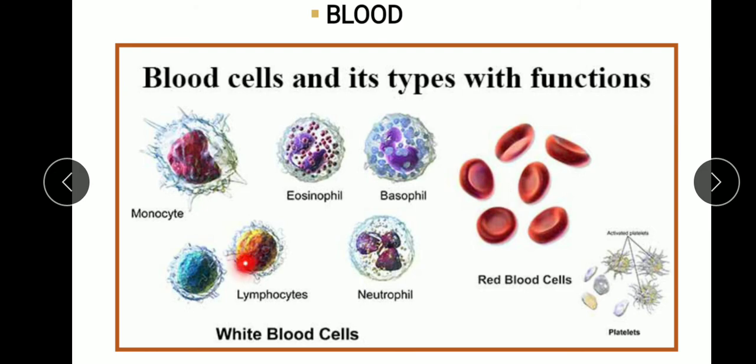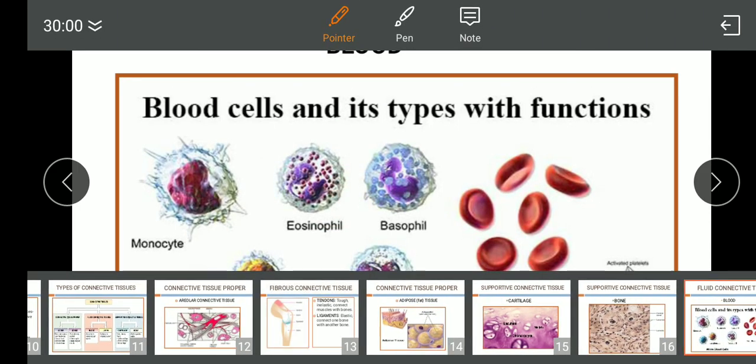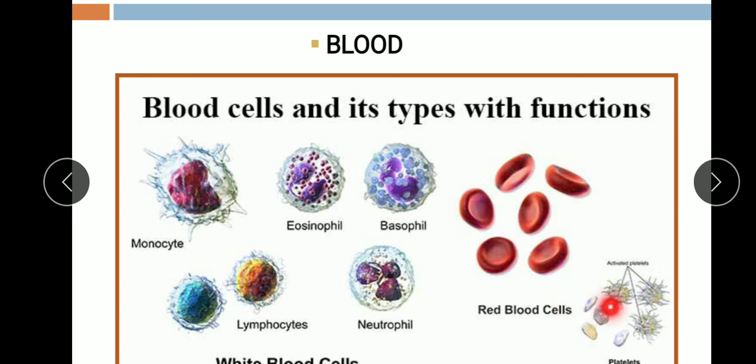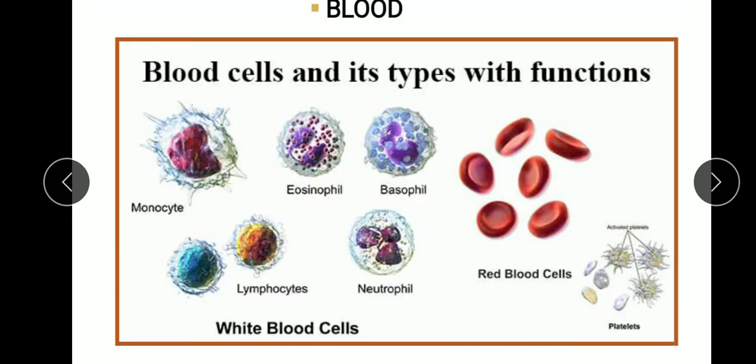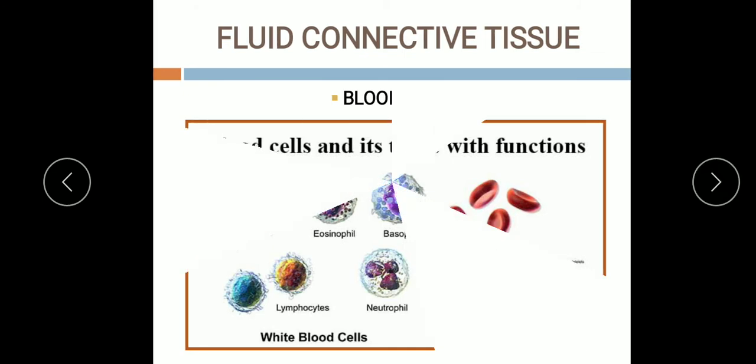Then the white blood cells, which maintain the immunity. These all are the white blood cells. And the platelets are there, which are present in the blood. Platelets which help in the clotting of blood. So you have studied about them already in detail. So understood? And blood also helps in the transportation of nutrients and maintains the immunity.